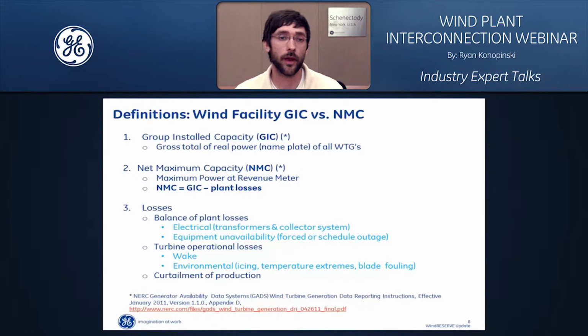The net maximum capacity, or NMC, is the group installed capacity minus any plant losses, where losses could come in the form of balance of plant losses, which could be electrical losses, equipment unavailability, forced outage or scheduled maintenance. So if the facility loses a turbine, or if a turbine's offline, or multiple turbines are offline for a particular period of time. Operational losses to the wind turbine due to environmental factors, as well as controlled curtailment of production.